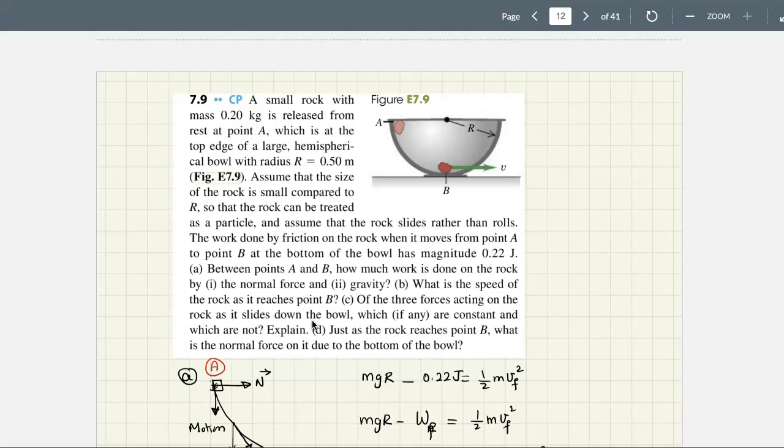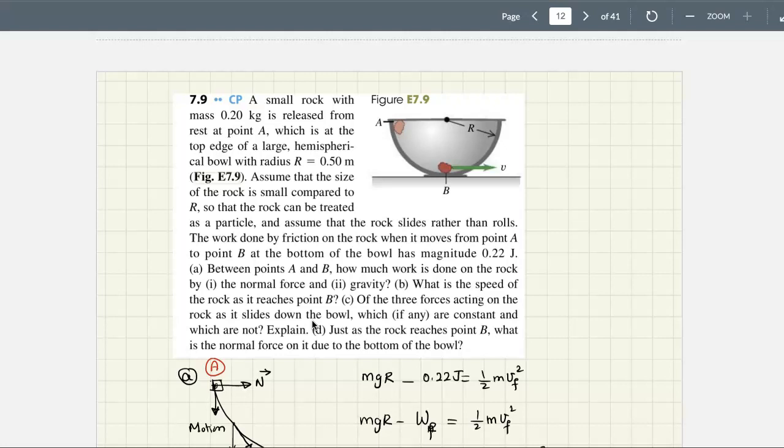The work done by friction on the rock when it moves from point A to point B at the bottom of the ball has magnitude 0.22 joules. Then there is a rough surface here, and there is work done by friction. Between points A and B, how much work is done on the rock by the normal force and by gravity?